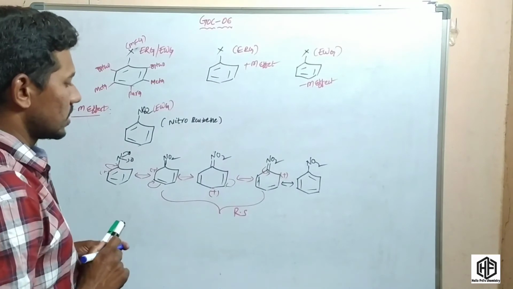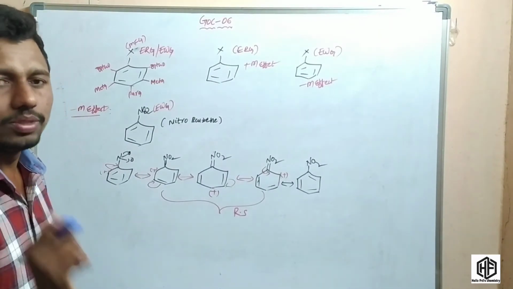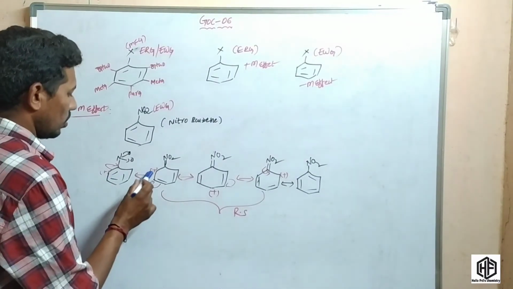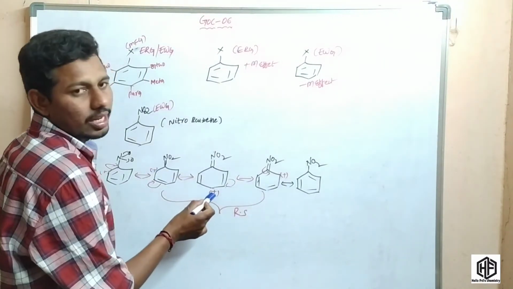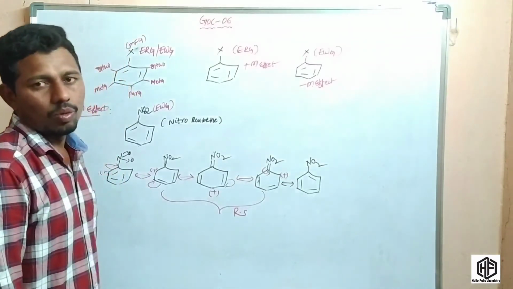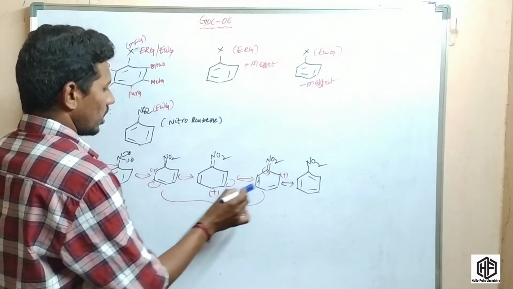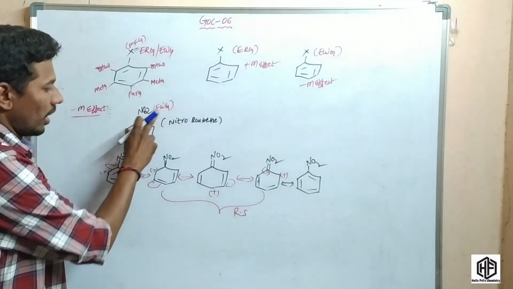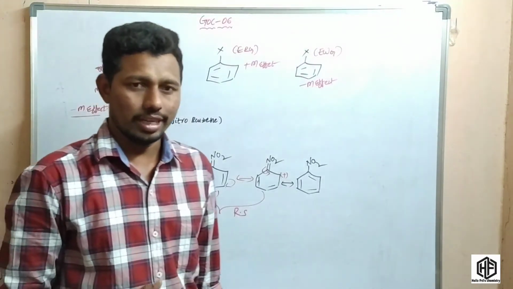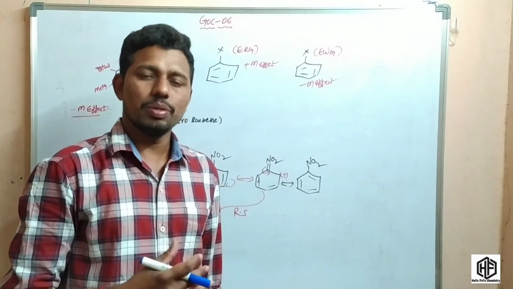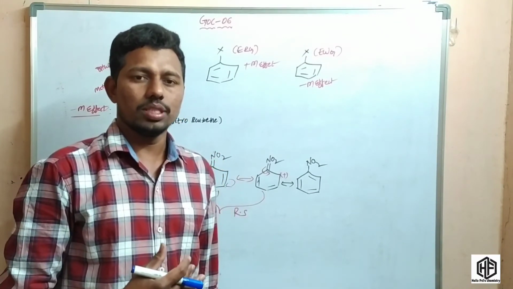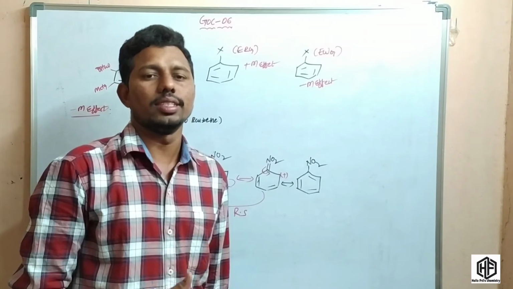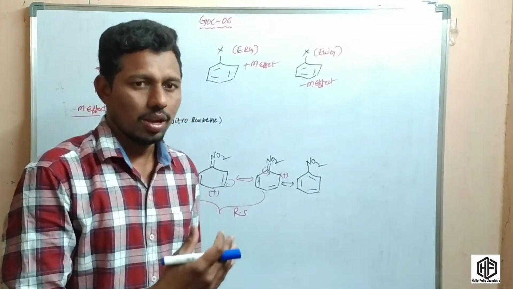Finally, what is the conclusion we have to observe here? We have to observe the resonating structures of this benzene ring. Here the ortho position is getting a positive charge, the para position is getting a positive charge, and the ortho position is getting a positive charge. In this way, when the benzene ring is connected with an electron withdrawing group, the ortho and para positions have less electron density. When the benzene ring is affected by the minus M effect, the ortho and para positions get low electron density and the meta position has more electron density. What is the conclusion here?